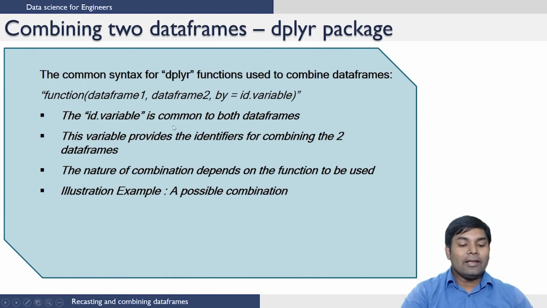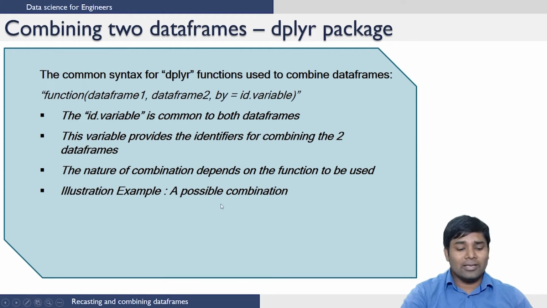So here the ID variable is common to both data frames. That means you have to have that variable in both data frames which you want to combine, and this variable provides the identifiers for combining the two data frames. And the nature of combination depends upon the function that is being used. We will see some examples.